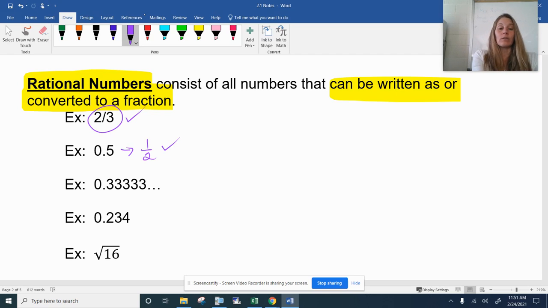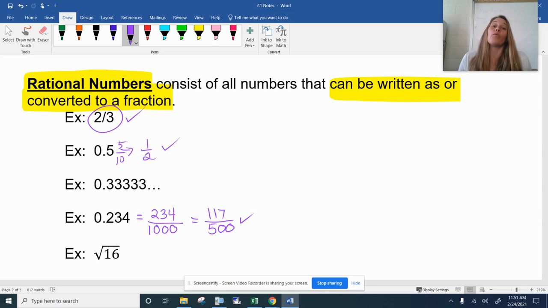Now, I'm going to skip down to this one here for a second. 2.234. Remember, to write any terminating decimal as a fraction, you simply take the numbers after the decimal point and put them over either 10, 100, 1,000, or however many zeros to fill in those slots. So this one here really would have been 5/10, which simplifies to 1/2. This here is 234/1000. I needed 3 zeros, one for each of those digits, and that simplifies to 117/500. Of course, those are both rational numbers because they're written as a fraction.